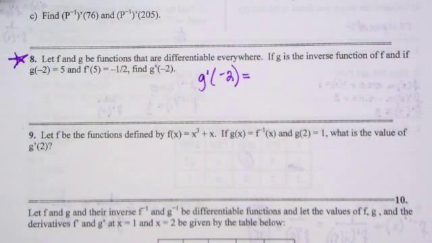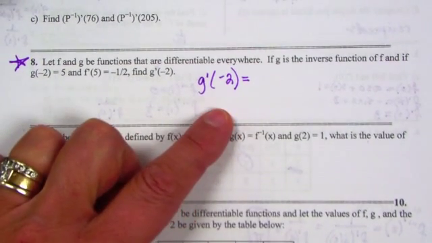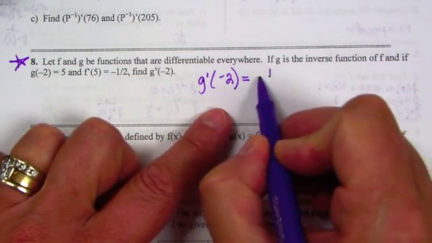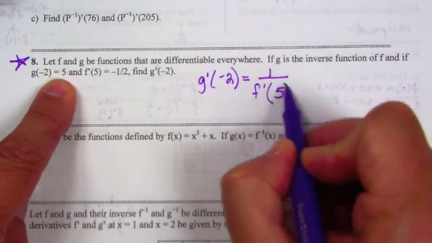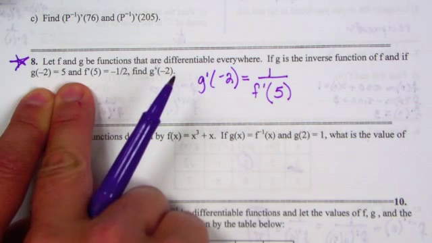Okay, really quickly. So g prime of negative 2 would be 1 over f prime of 5. Right? You know where to get that?